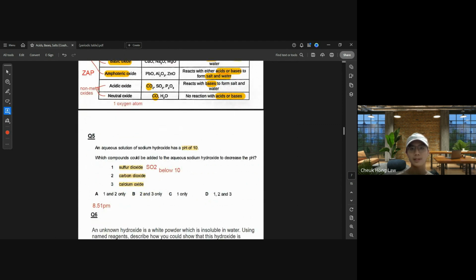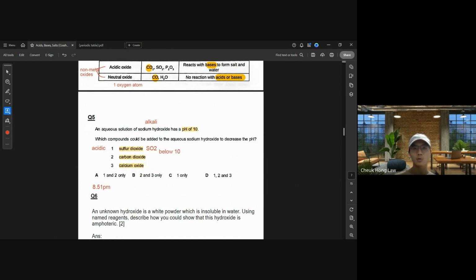So acidic oxide, it can react with sodium hydroxide because sodium hydroxide is an alkali. Acid plus alkali, right? To give you salt and water. So that will decrease the pH because for acidic oxides, the pH is below 7. So this is acidic. So it's correct.